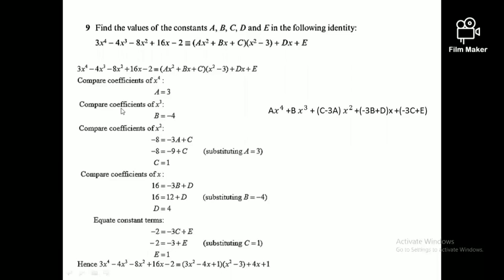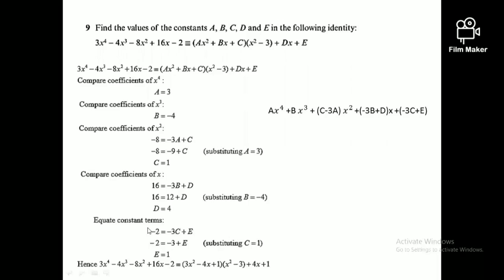Then if you consider the x squared terms, minus 8 is equal to minus 3b. Sorry, if you get the quadratic terms, you can say minus 8 is equal to minus 3a plus c. With that, you know the a value is 3. Then if you put 3 here, minus 9 plus c equals minus 8. If you bring it here, c equals 1, right? Then if you consider the linear terms, 16 is equal to minus 3b plus d, right? Then we know the value for b is minus 4. If you replace minus 4 over here, it's 12. Brought to other side is minus 12. 16 minus 12 is 4, right?